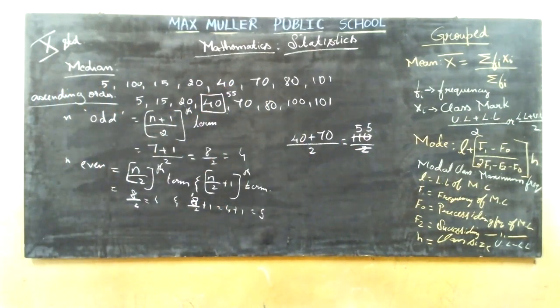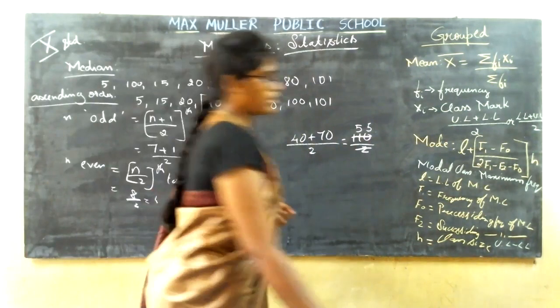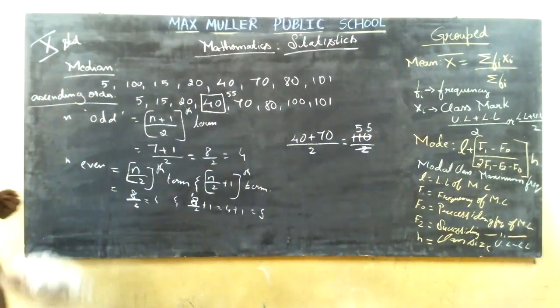Did you understand? Whether it is for odd or even, they won't ask you for ungrouped data, but this is the general thing you wanted to learn before going to the grouped data. I think you are clear with this. Now let us go to the grouped data.